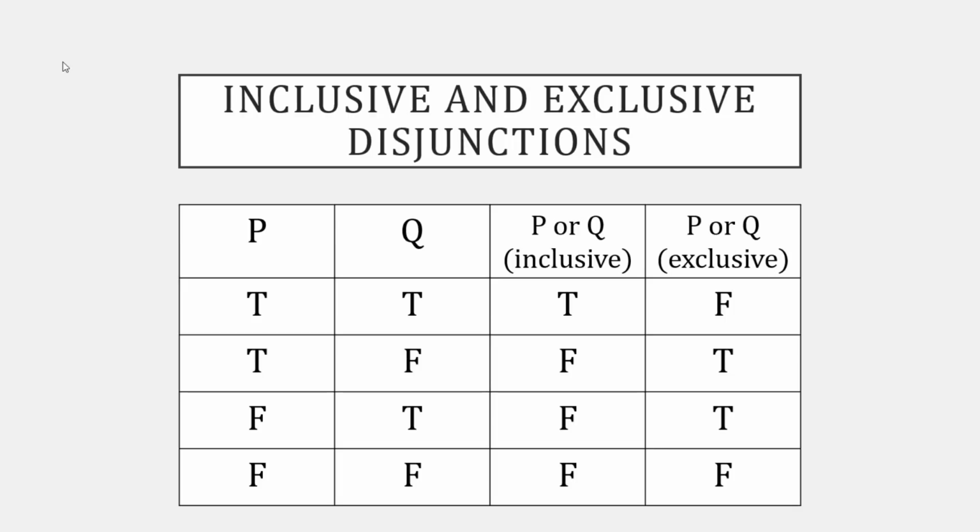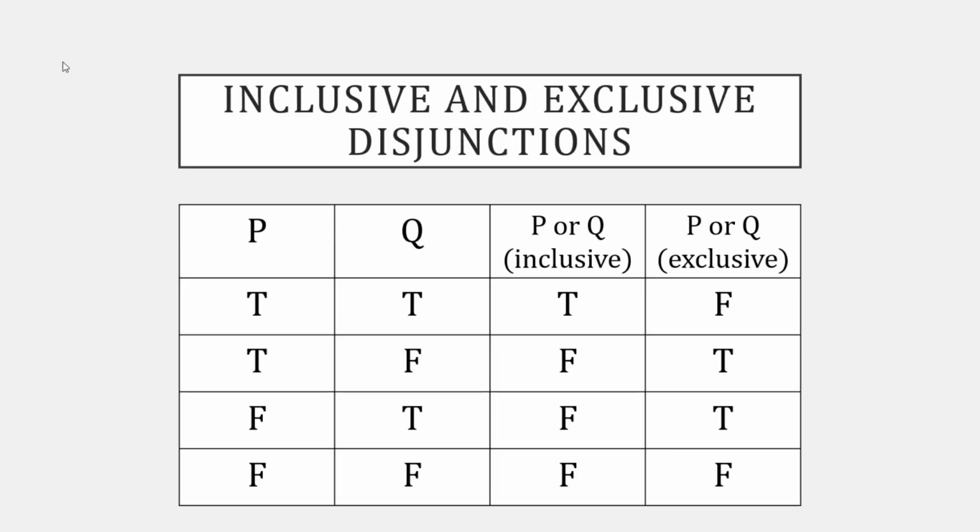But for our purposes, or is always going to be the inclusive one. So in our logical system, that V shape is always going to be the inclusive disjunction. So it's true if one of the things is true, or the other thing is true, or both of them are true. It's the most permissive version of or.